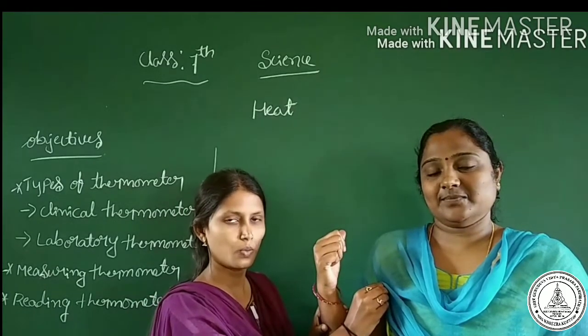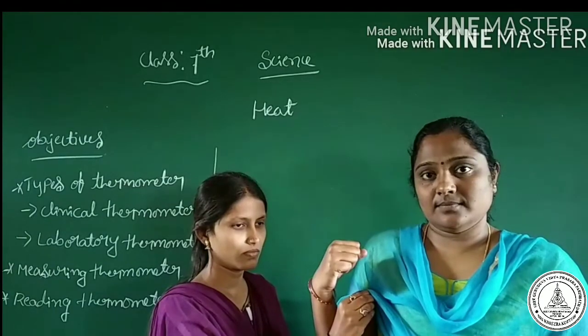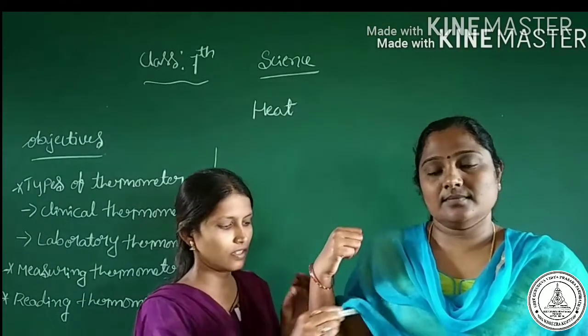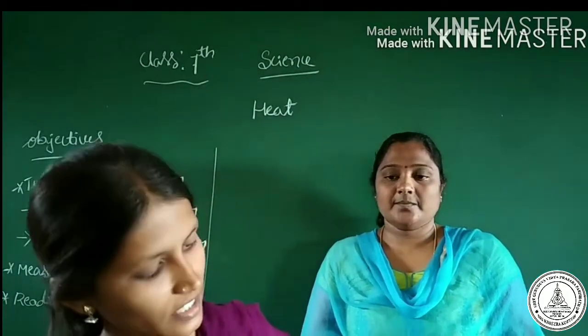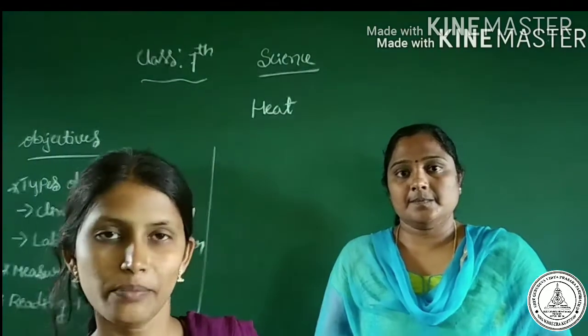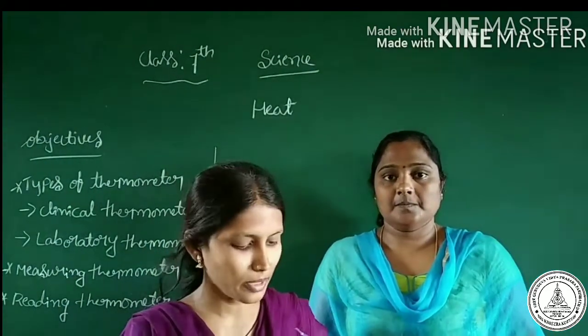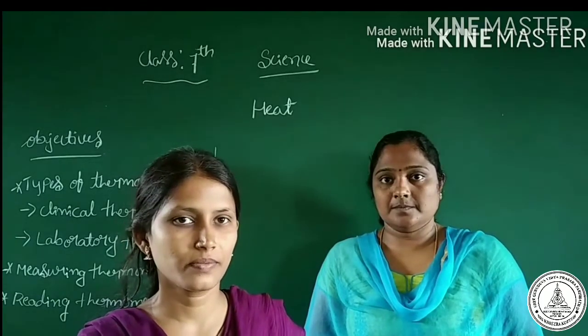Just keep it for 1 minute. After 1 minute, you have to remove the thermometer and observe the reading. Here, the reading shows 35.2 degrees. This means Susanna's body temperature is 35.2 degrees Celsius.